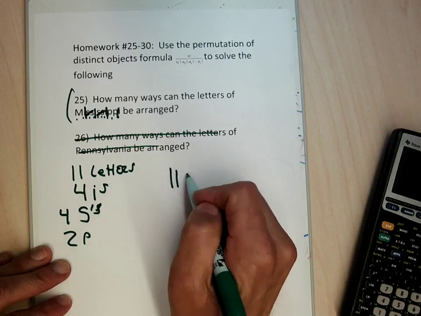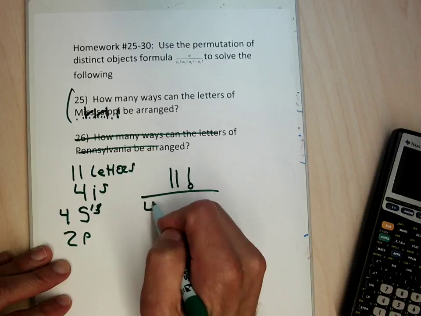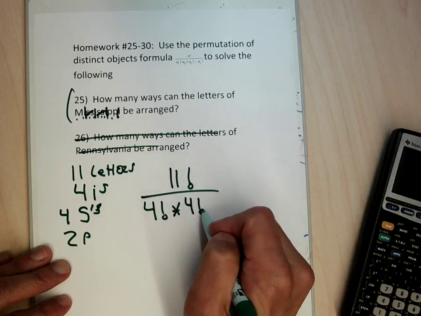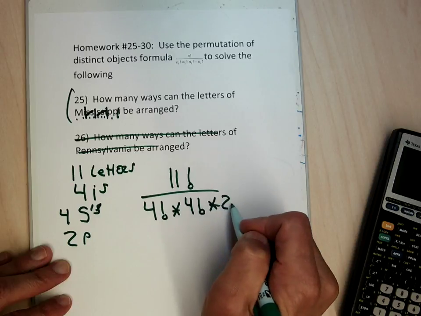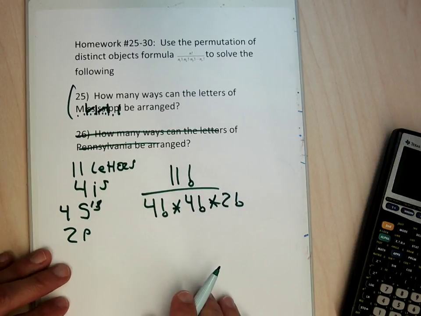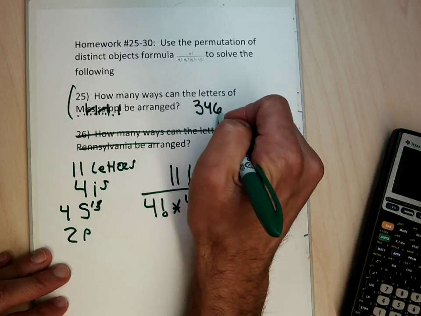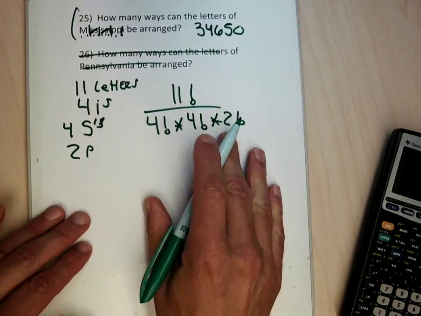It's going to be 11 factorial divided by 4 factorial for the 4 I's times 4 factorial for the 4 S's times 2 factorial for the 2 P's. My answer key says there are 34,650 ways that this can be done. Let me make sure I can do that on my calculator.